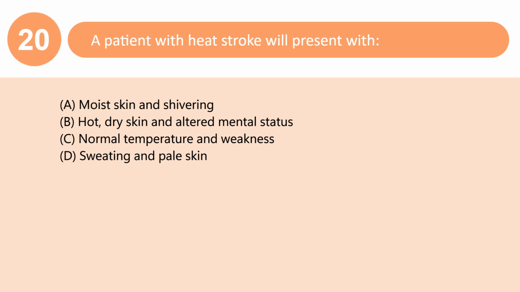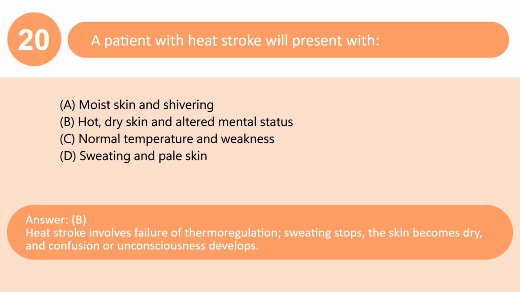A patient with heat stroke will present with: A. Moist skin and shivering. B. Hot, dry skin and altered mental status. C. Normal temperature and weakness. D. Sweating and pale skin. Answer B. Heat stroke involves failure of thermoregulation, sweating stops, the skin becomes dry, and confusion or unconsciousness develops.